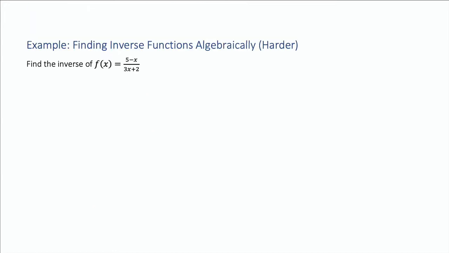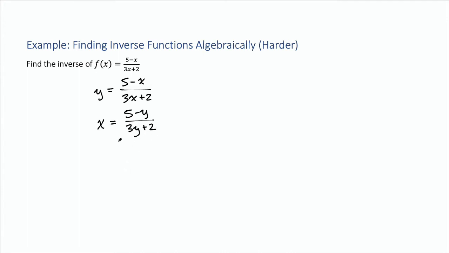Here's a harder one. Find the inverse of f of x equals 5 minus x over 3x plus 2. This is where it really gets interesting for us, getting the inverse of this function. We start off with y equals the function 5 minus x over 3x plus 2. We switch x and y, so we now have x equals 5 minus y over 3y plus 2.